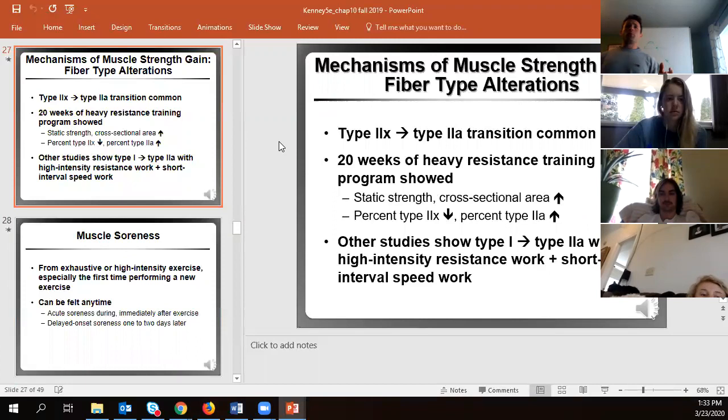So remember, once we get people training hard, we tend to lose all of those type 2X fibers. There are very few people that have a significant amount of type 2X fibers that are pure, not hybrid.